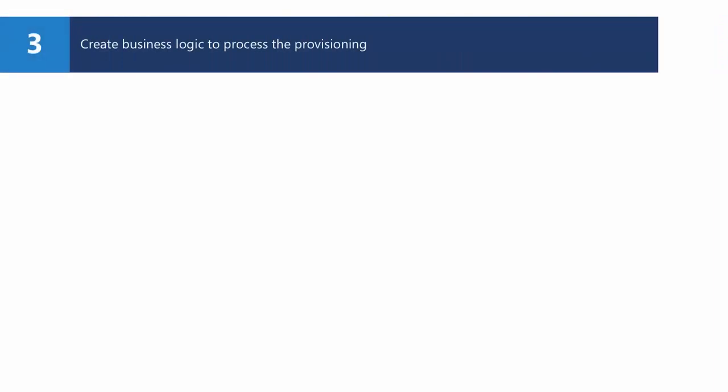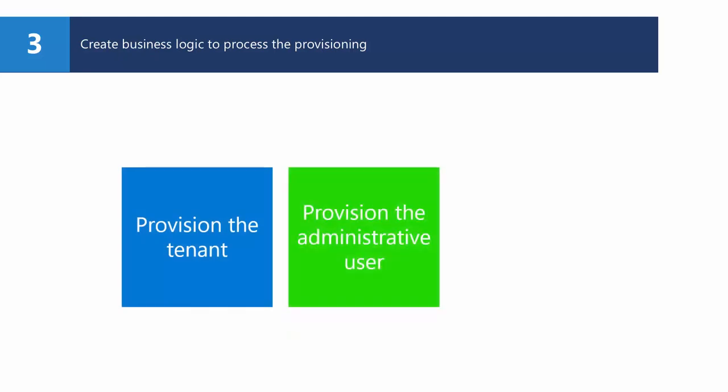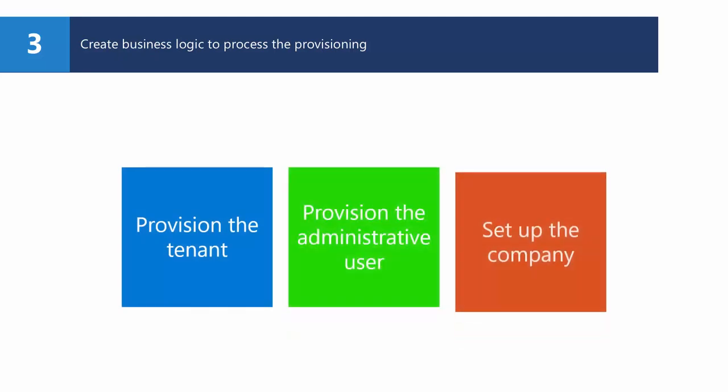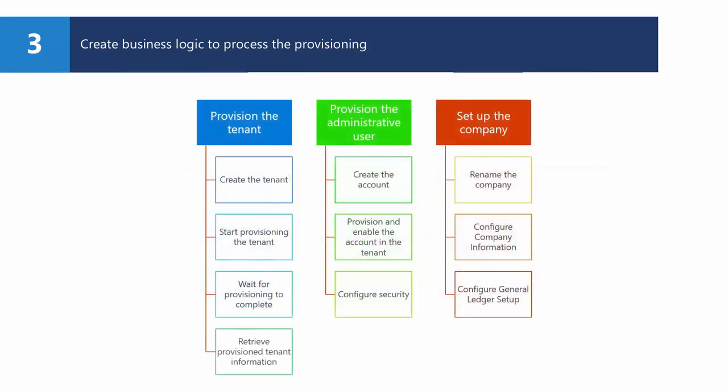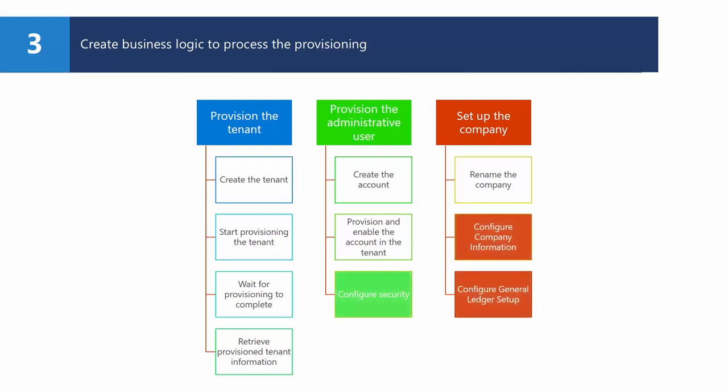Let's start by decomposing the provisioning process into a series of steps. At a very high level, I need to do 3 things: provision the tenant, provision the administrative user account, and set up the company. However, each of those steps contains a number of sub-steps, resulting in a hierarchy of individual tasks that have to be completed before my tenant is ready for my prospect customer. I want to tackle 2 issues here. First, not all of these tasks need to be executed in sequence. Some of them can certainly be executed in parallel.